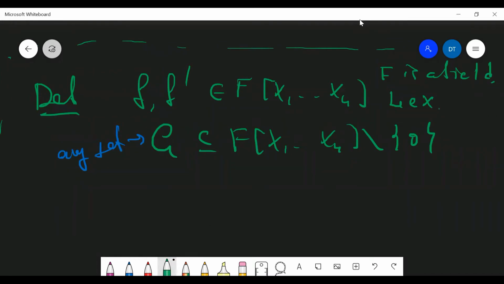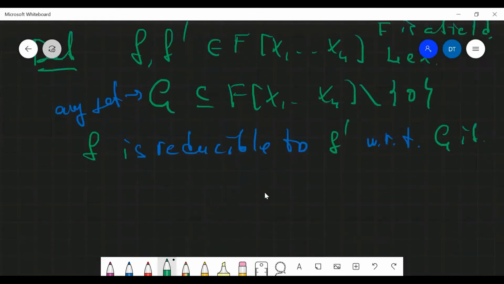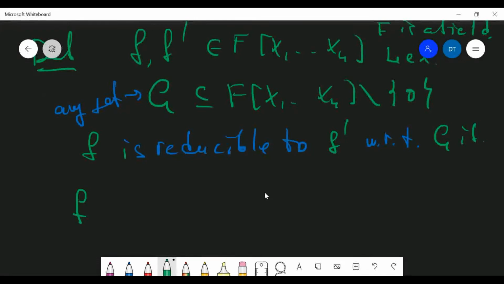So we will say that f is reducible to f prime with respect to G if we have a sequence of elementary reductions of the form. Oh yeah, and I didn't explain the notation. When I write something like this, it means that f1 is an elementary reduction of f with respect to G1. So here we have something like this.